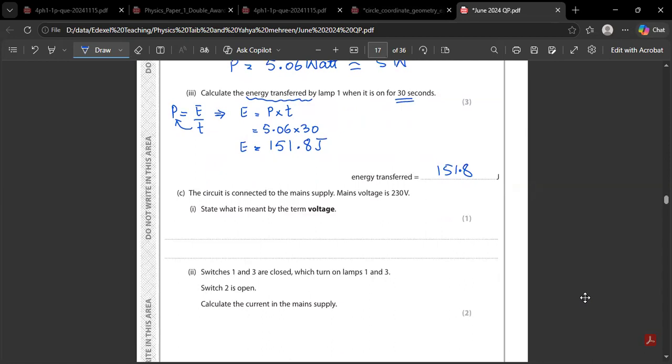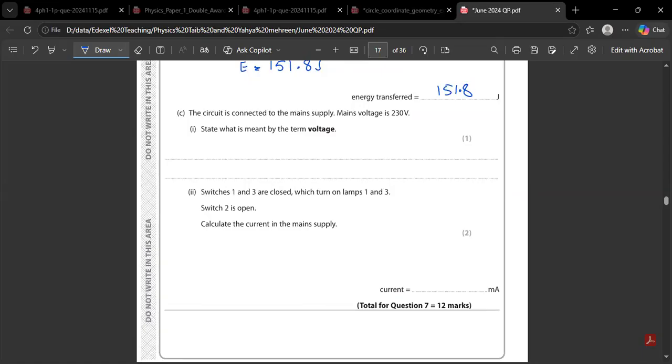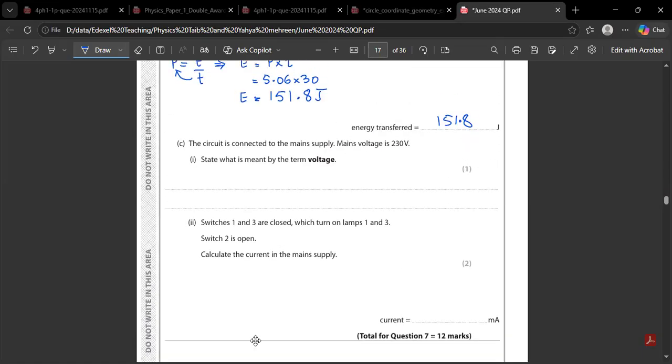The circuit is connected to the main supply and mains voltage is 230. State what is meant by the term voltage. Voltage refers to the energy, but it's not energy, remember. So what do you think? What is voltage? It pushes the charge around the circuit. Around the circuit or across the component? Across the component.